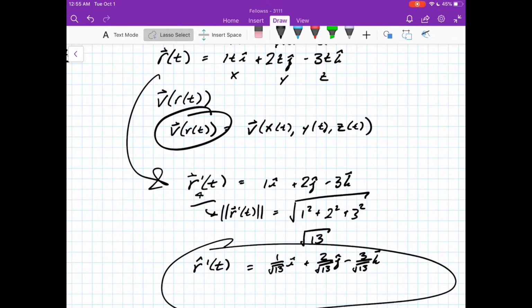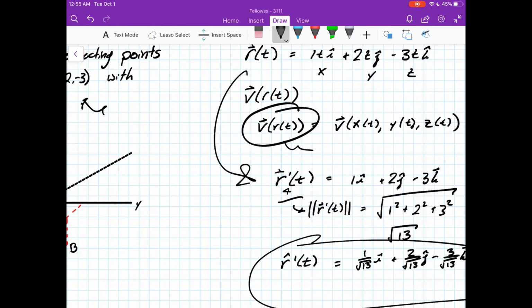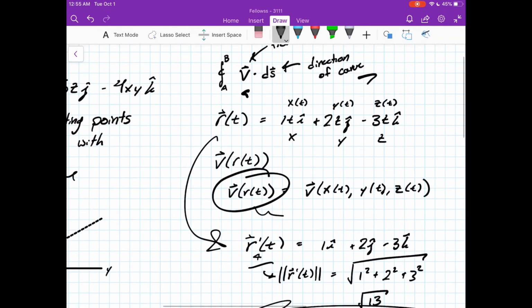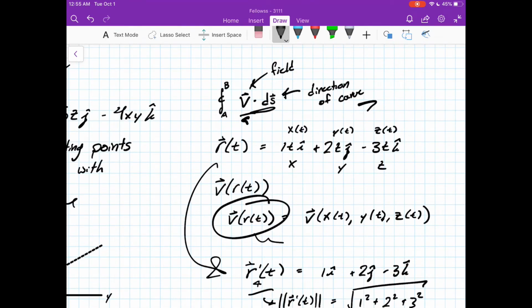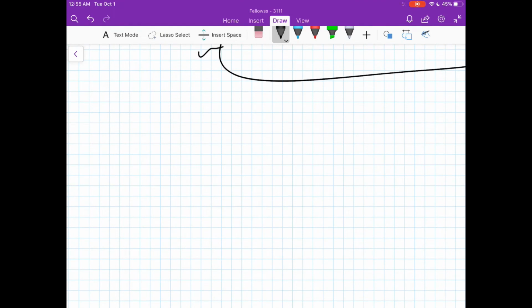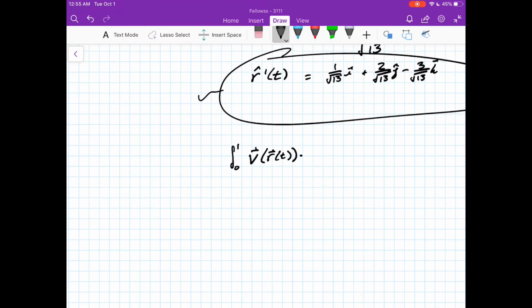We can put all this together. We got our velocity field, we've got our direction. We look back up here, that's kind of all we need, right? So we'll say we're integrating now from 0 to 1 of v of r of t dotted with the direction. We want that agreement between them, r prime of t. All right, and then with respect to dt.